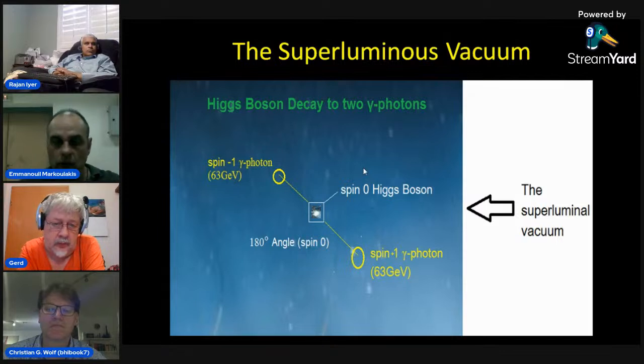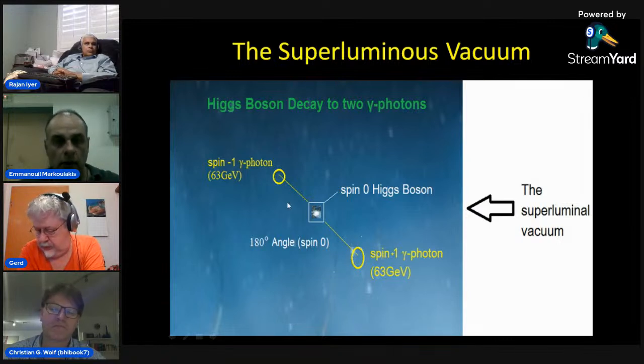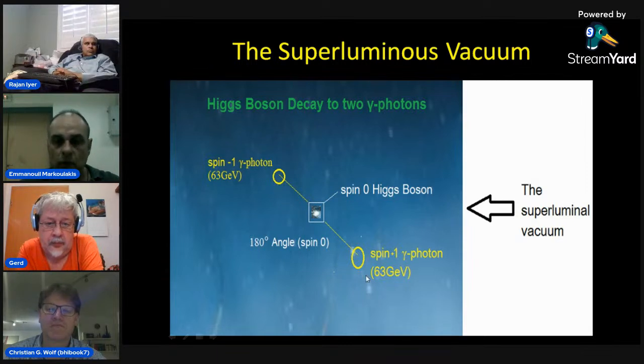So we have here the event, the collision. We have the matter beams coming from the upper left corner and the upper right corner. Then two very energetic photons are ejected, each with spin 1. This one has spin -1, and this one has spin 1. This was expected because the Higgs boson was theorized to have a spin 0.